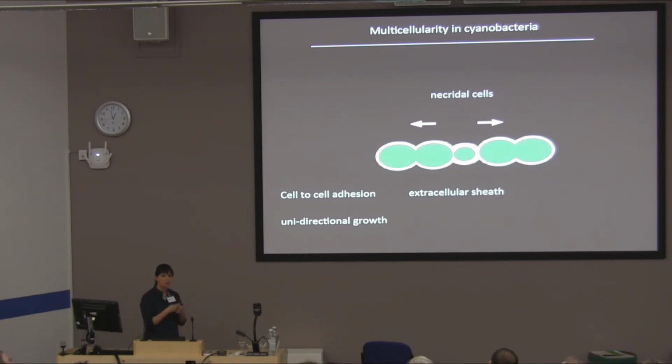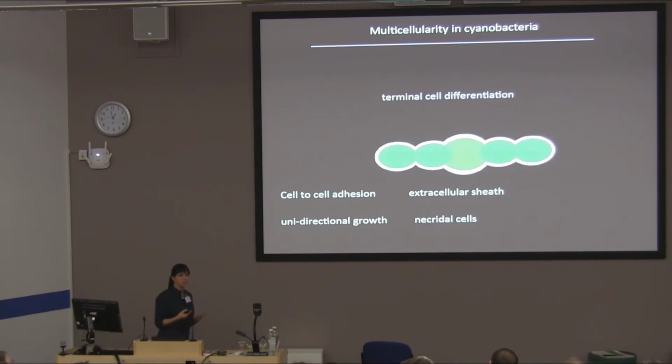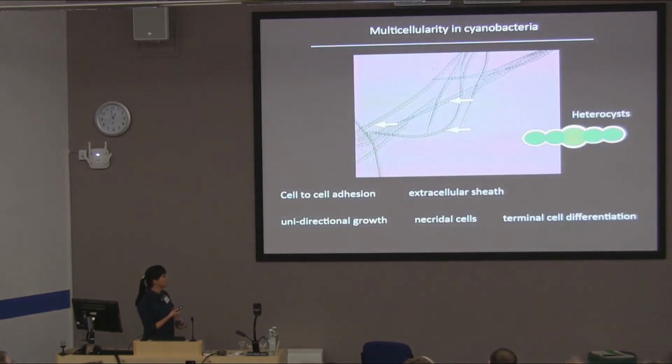necridial cells, which are cells that die off basically via apoptosis. The filament can divide at those spots. And some simple forms of terminal cell differentiation, so-called heterocysts.